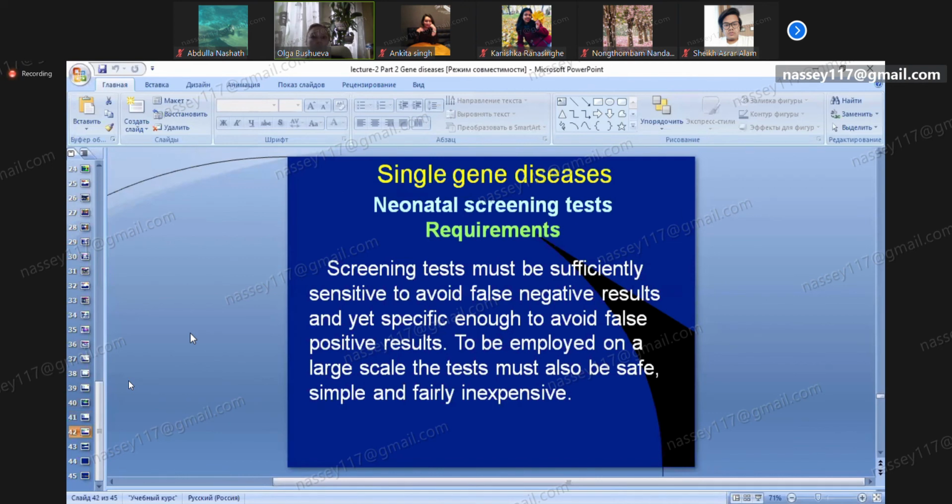And a screening test must be sufficiently sensitive to avoid false negative results, and yet specific enough to avoid false positive results. To be employed on a large scale, the test must also be safe, simple, and fairly inexpensive.